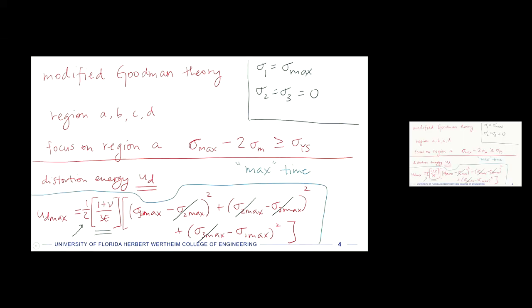Is everything in this bracket supposed to be square rooted? No. When this is translated over to a stress, yes. But when it's an energy, no. Okay. So we can write UD max is our coefficient, 1 plus nu divided by 3 modulus E, times sigma max squared. Okay, helpful.